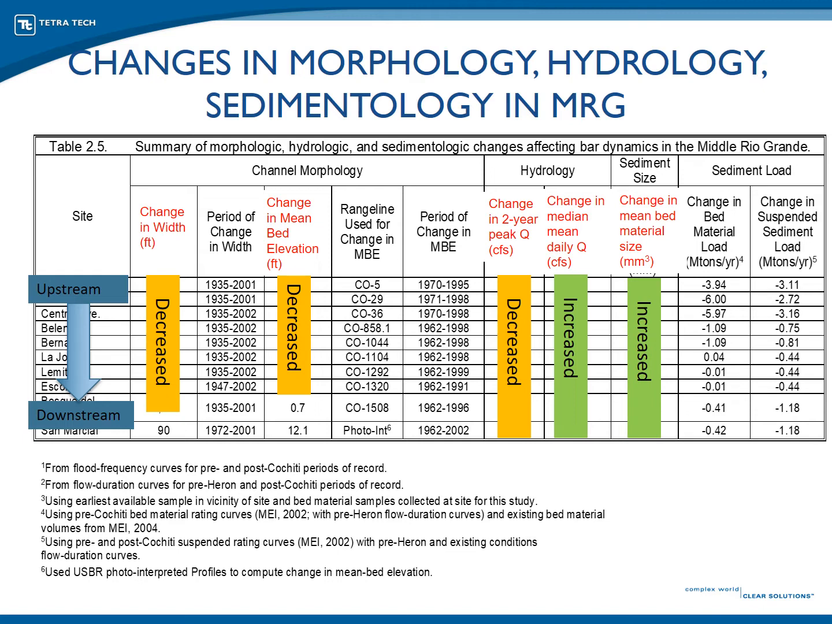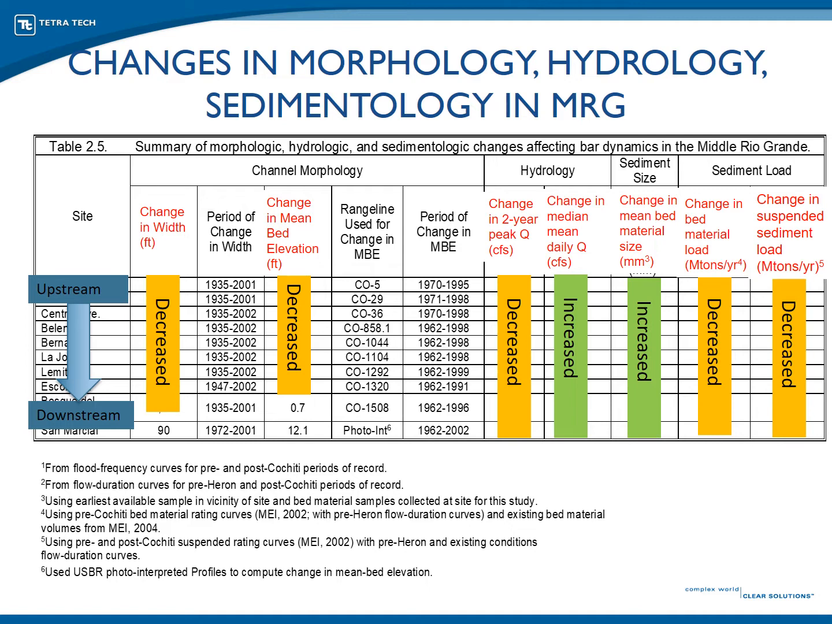And the last are these last two columns. I won't dwell on them, but they're the bed material load and suspended sediment load downstream of Cochiti. They've all gone down, so we've got less sediment in the system. So we've reduced the flows, sized the channel, we've got less sediment, and it's not surprising that we've got pretty severe geomorphic change.